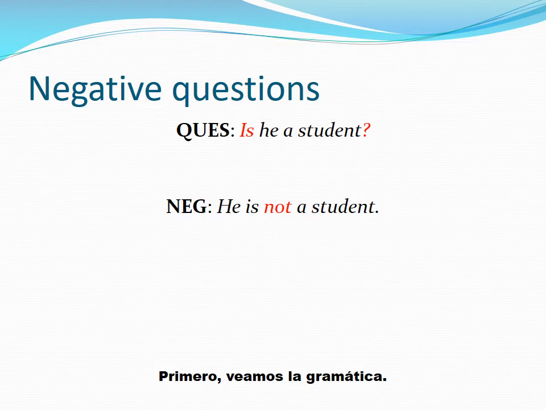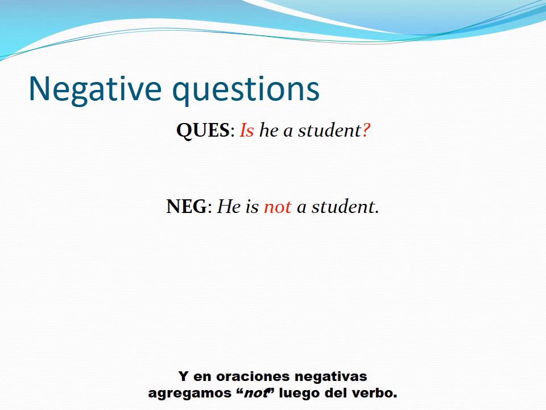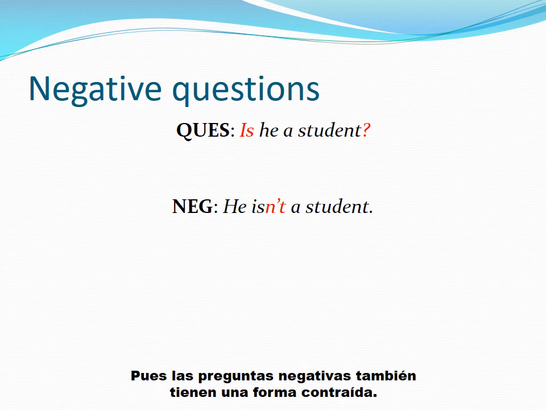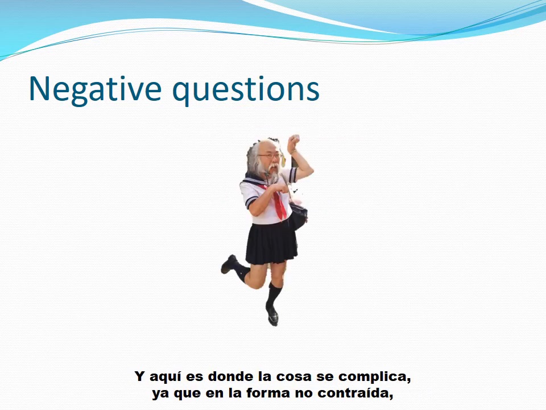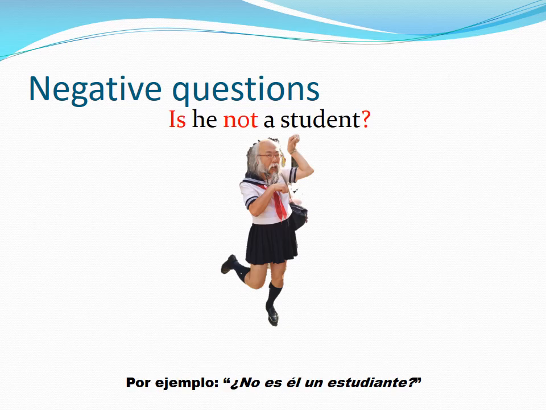First, let's take a look at the grammar. So we already know that in questions, the verb to be must go at the beginning. And in negative sentences, we add not after the verb. Now, do you remember we also talked about contractions in our last class? Well, negative questions also have a contracted form. And this is where things get tricky, because in the not contracted form, the verb to be must go at the beginning and not must go after the subject. For example, is he not a student?